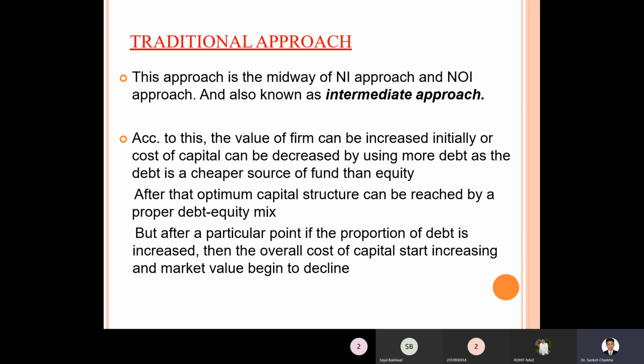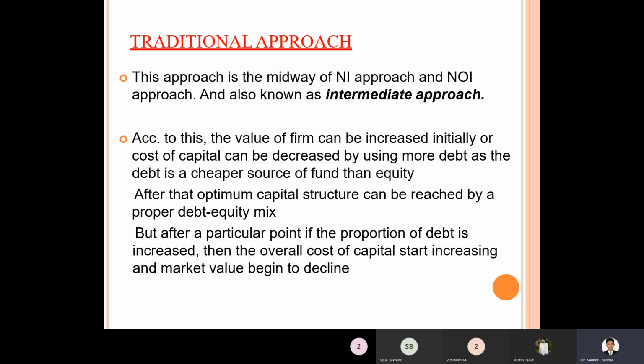This approach is a midway between the net income approach and the net operating income approach, and it is also called an intermediate approach. With respect to the advantages, assumptions and limitations of the net income approach and the net operating income approach, a new proposition has been introduced, called the intermediate approach or traditional approach. According to this approach, the value of the firm can be increased initially, or the cost of capital can be decreased, by using more debt, as debt is a cheaper source of funds than equity.